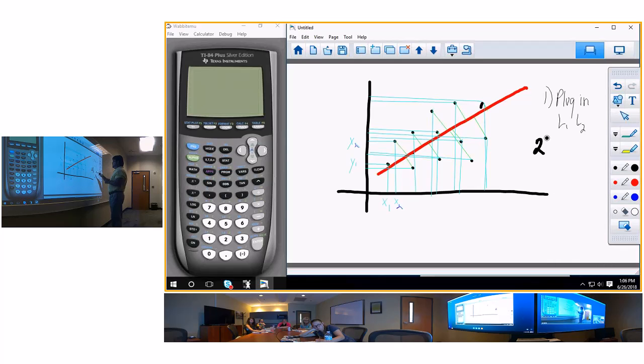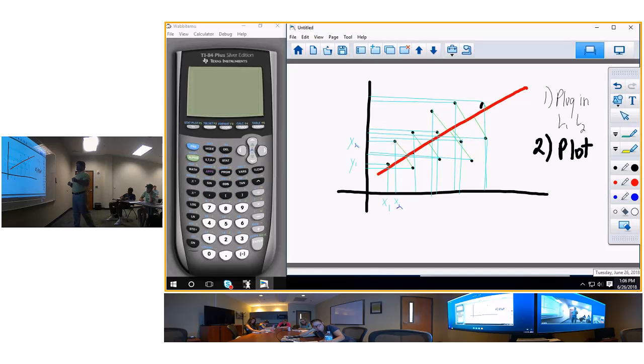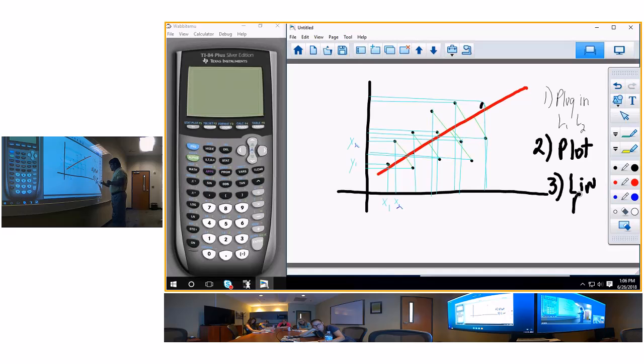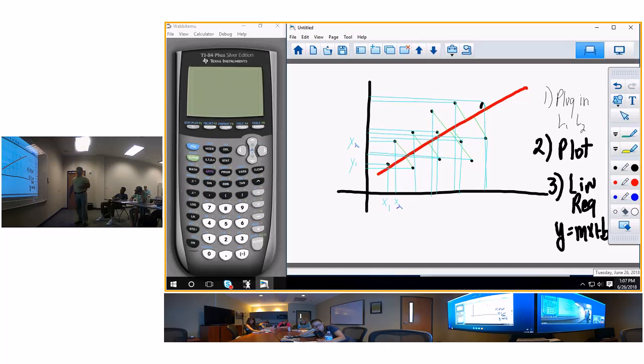Two, make sure you can plot that line. All right? Make sure you can plot it, and we're going to get to that in just a minute. And three, make sure you can find the linear regression, y equals mx plus b, and of course the correlation coefficient. Is there a correlation here? Yes. There is a correlation because it's going left to right up. All right?